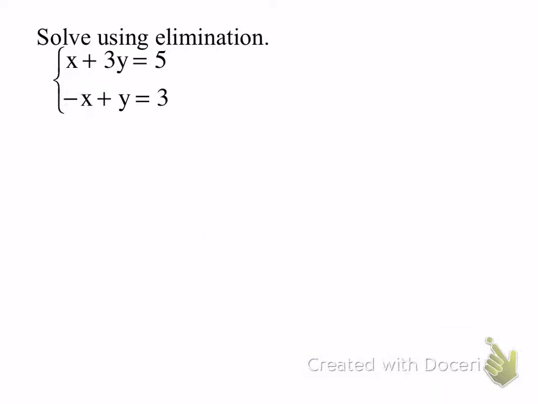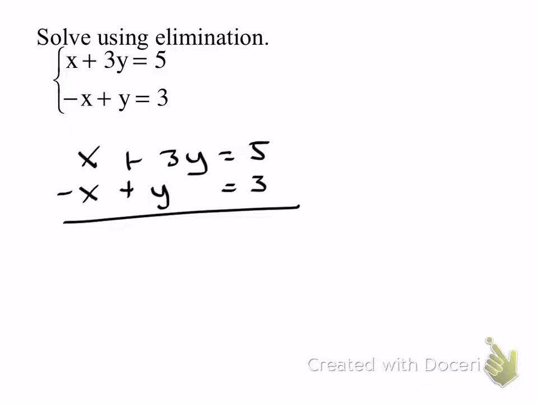All right, let's try one. Now, you guys are doing this one on your own. We're writing x plus 3y equals 5 and negative x plus y equals 3. And you guys are doing this one on your own. Pause the recording.